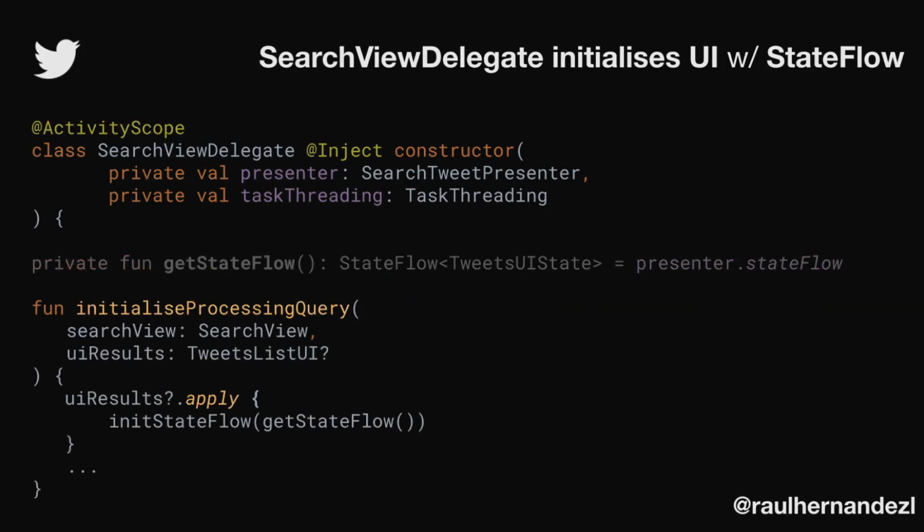And then I'm going to initialize this to process the query. So I will make sure to initialize the search view, which is the component from Android, and then the tweets list UI, which is basically something like a fragment or a custom view. So this is up to you. That's why I made this very generalized. So I start that and initialize StateFlow to get this StateFlow, which you can see in the getStateFlow method. So I'll pass that from the presenter to my view, and then I initialize this StateFlow.